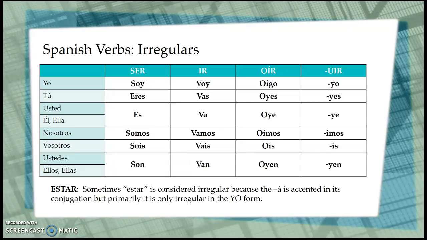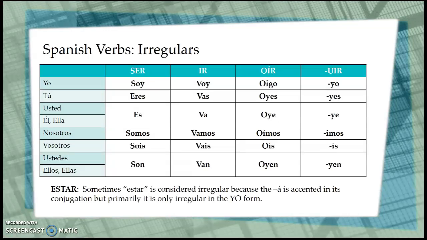No accent marks. A lot of people get the verb ir and the verb ver confused because they both start with a V in their conjugations. Remember that it's voy, vas, va, vamos. That's the verb ir. Ver is an ER verb and it would be veo, ves, ve. So that's how you can distinguish between the two.